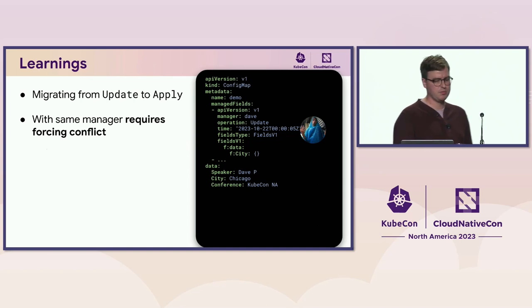I found it a little bit surprising that if you already own the field via the update operation, then you have to force it when you do an apply, but I think that's what it is. That might be something that's worth bringing up with the API machinery folks. I don't know what the intent was, but it's just something that caught me off guard.